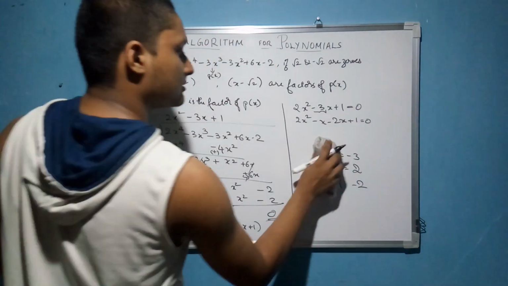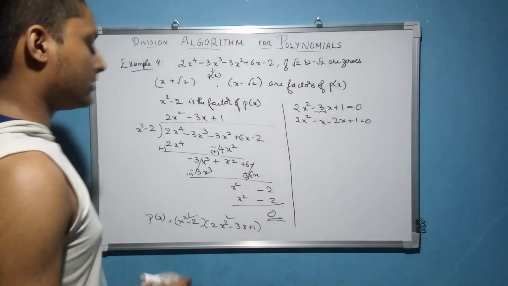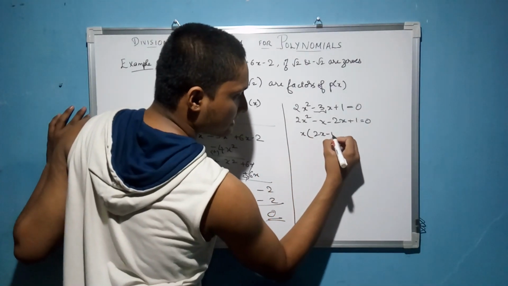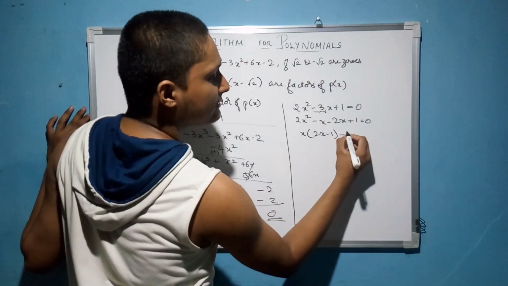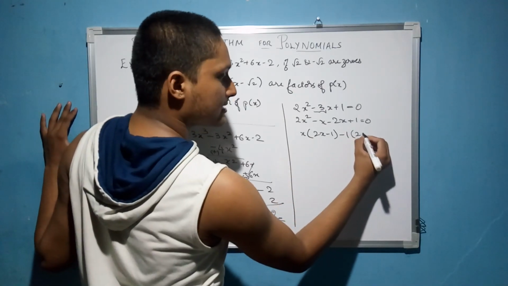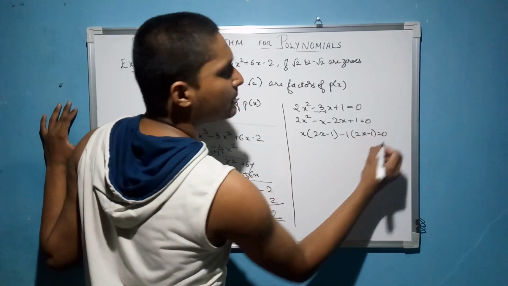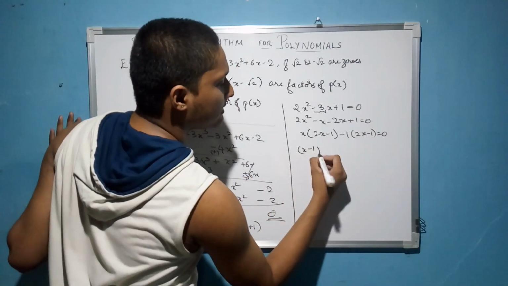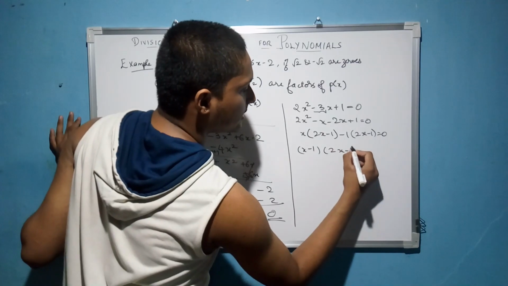I'll wrap up this. Okay, now you have x common first. X common, you have then 2x minus 1. Now I'll take minus 1 common such that I'll get 2x minus 1 again as one of the factors. Otherwise it becomes difficult for me to factorize it so easily. This comes to be x minus 1 and 2x minus 1 is equal to 0.